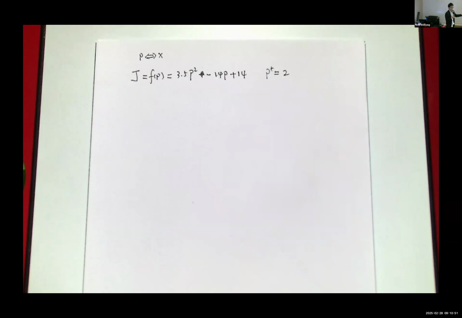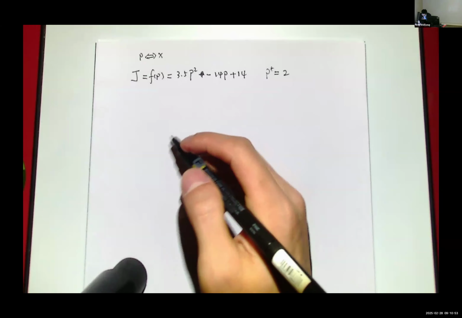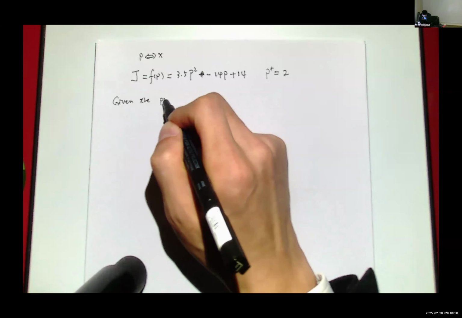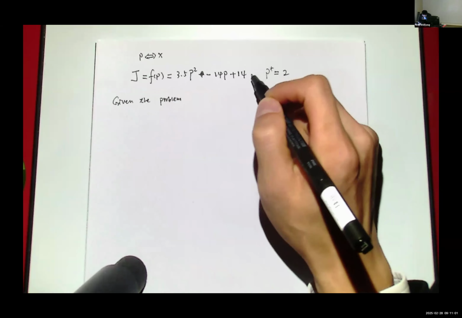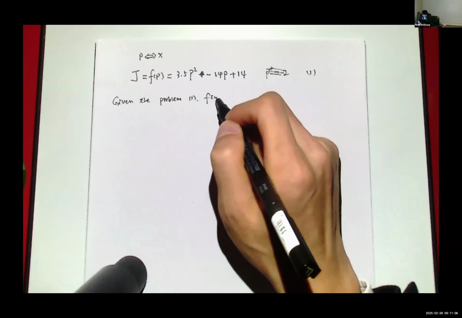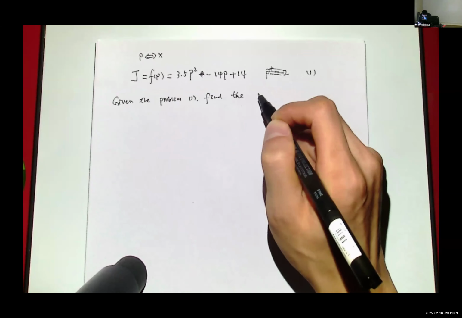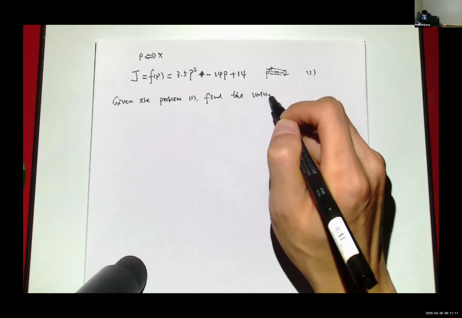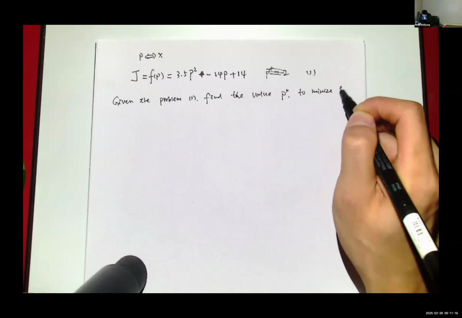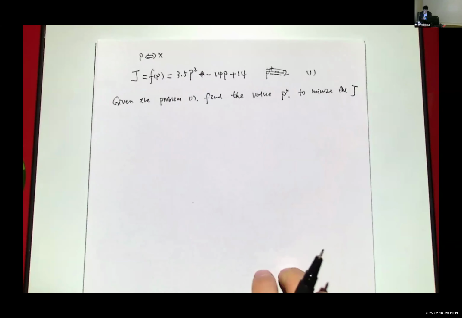But if you give this problem, the problem is like: given the function, for example, equation 2, find the value P star to minimize J. So the problem is like this. Given a function, how do we minimize J, right? So this is the problem definition.